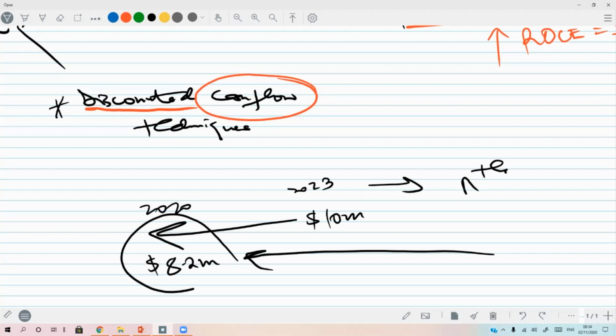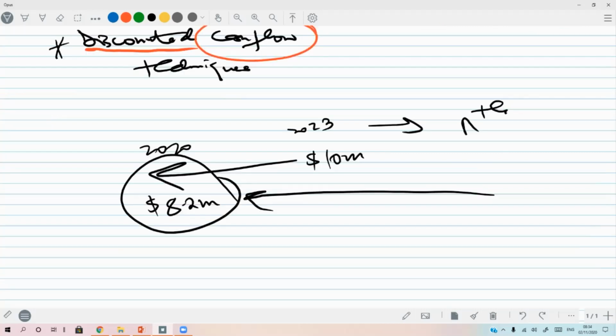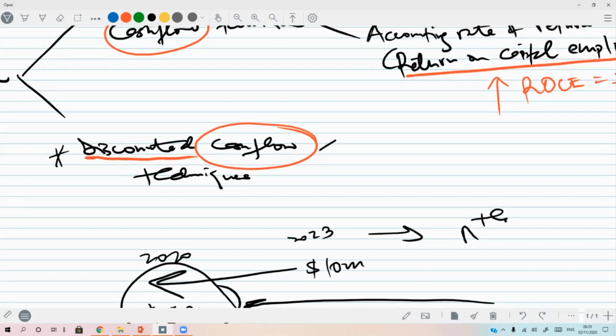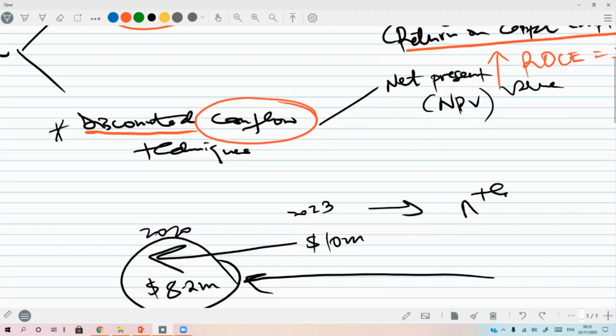Once you have the present value of those cash flows in today's terms, you are now able to appraise. For example, you can use the method called the NPV. The first method is the net present value, NPV method, where we make a comparison with time.